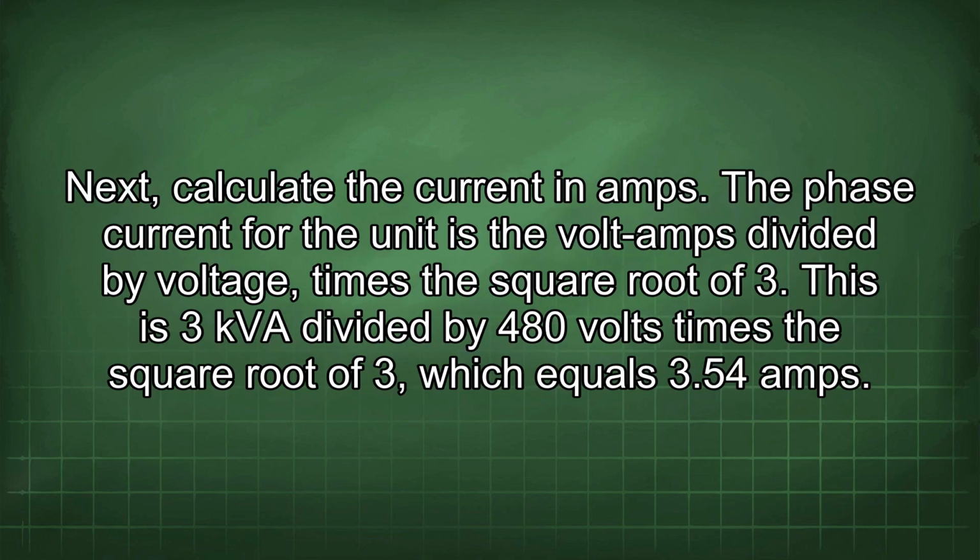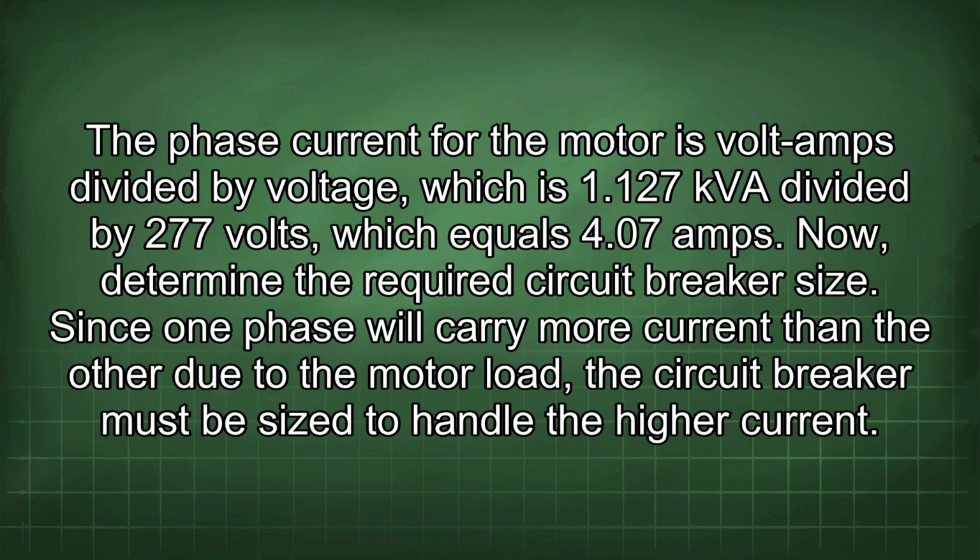The phase current for the unit is the volt amps divided by voltage times the square root of 3. This is 3 kVA divided by 480 volts times the square root of 3, which equals 3.54 amps. The phase current for the motor is volt amps divided by voltage, which is 1.127 kVA divided by 277 volts, which equals 4.7 amps. Now determine the required circuit breaker size.